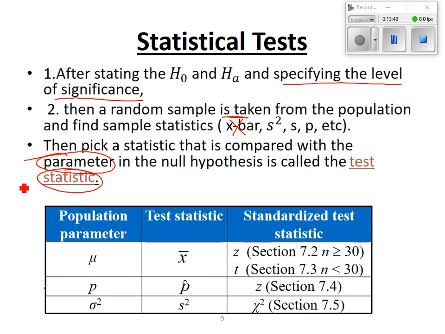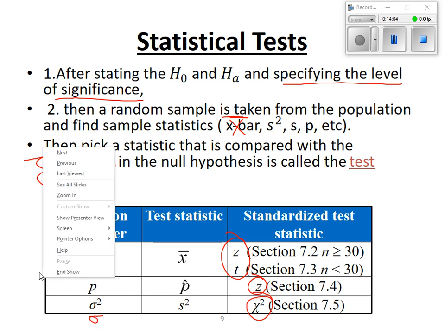These tell you, when we're doing these different things, this could be a Z or a T, like we did last chapter. For proportions, it's always a Z, and then for sigma squared or for sigma, just standard deviation, it's the chi squared.